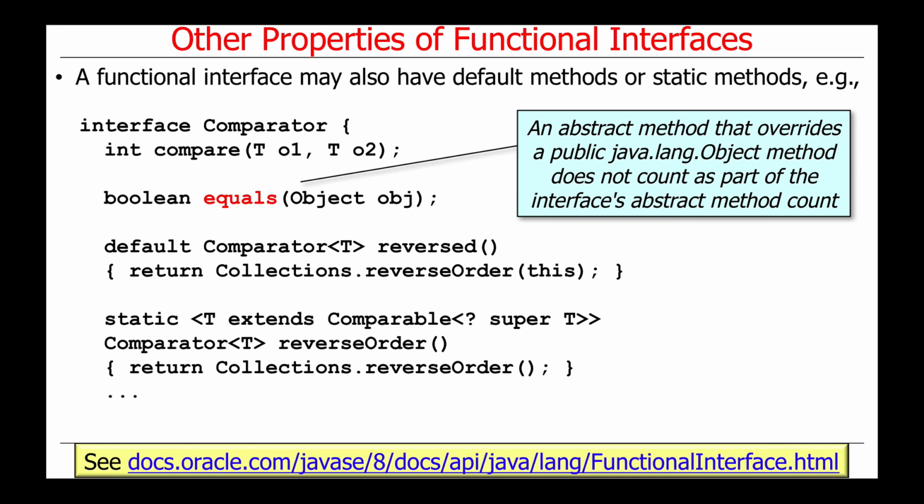There's also one other interesting kind of method shown here, which is the equals method. And equals is an abstract method that overrides a method in java.lang.Object. As you recall, java.lang.Object is the root superclass of all the reference types in Java, in other words, all the non-primitive types. And so as a result, it's always possible to override those methods, but they do not count as part of the abstract method count in a given interface. So just because you can override equals doesn't make your interface non-functional, as long as there are no other abstract methods that do not get inherited from java.lang.Object.